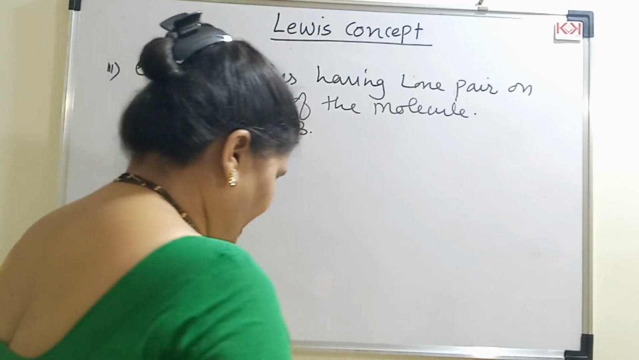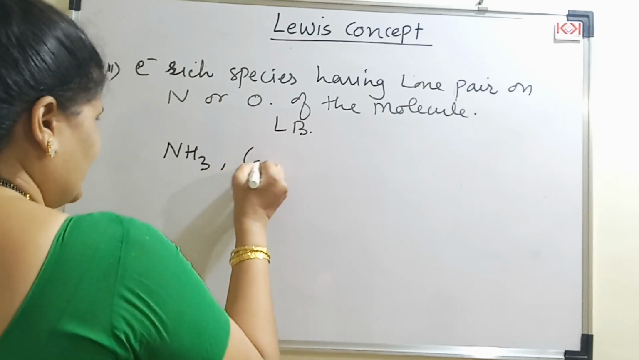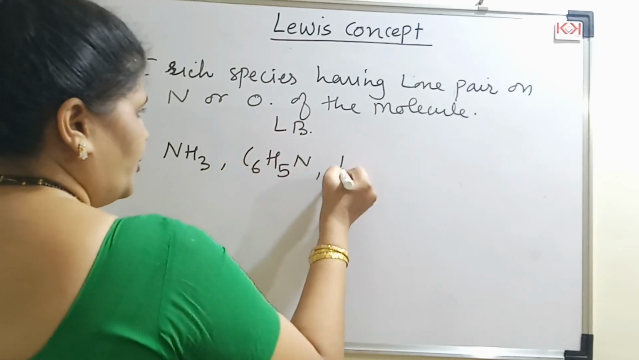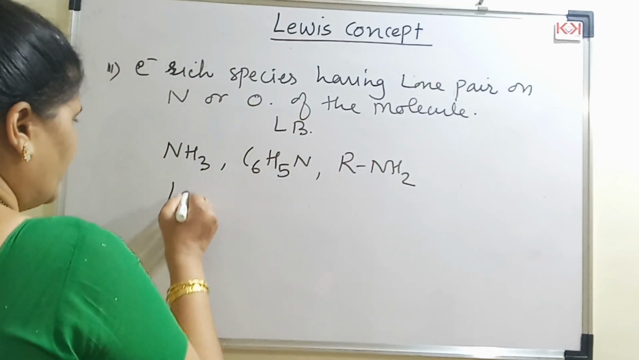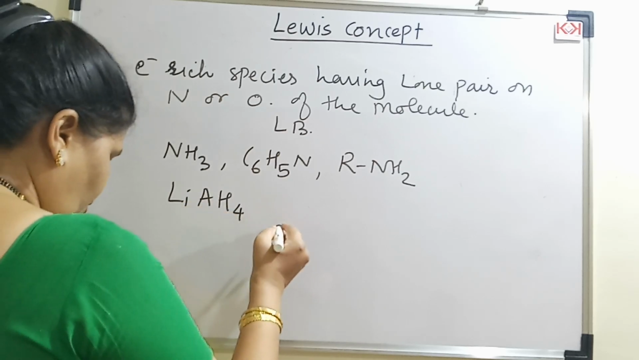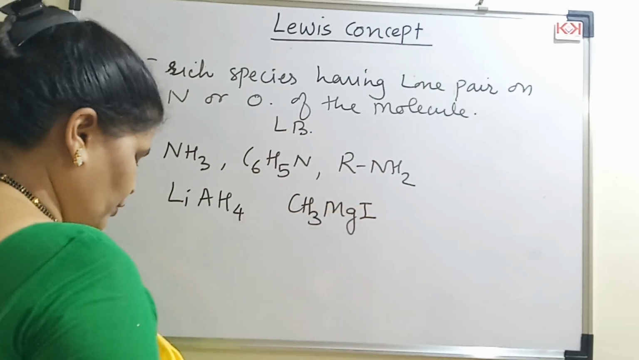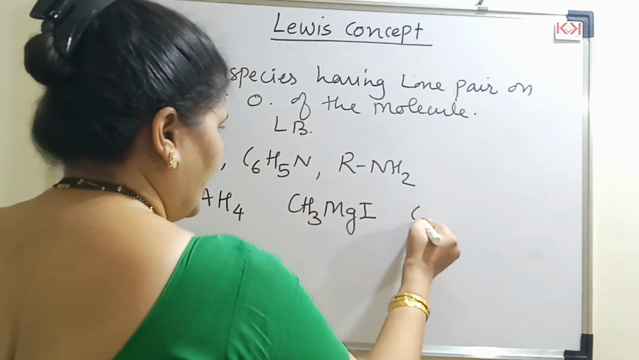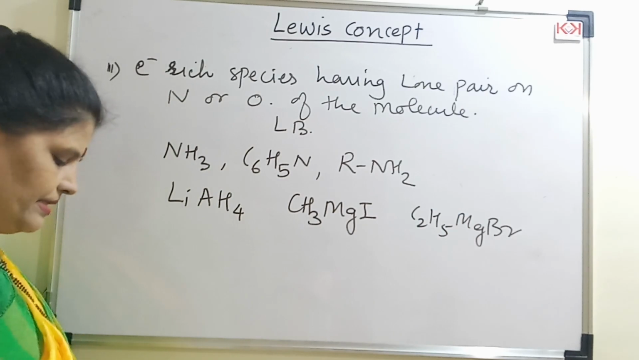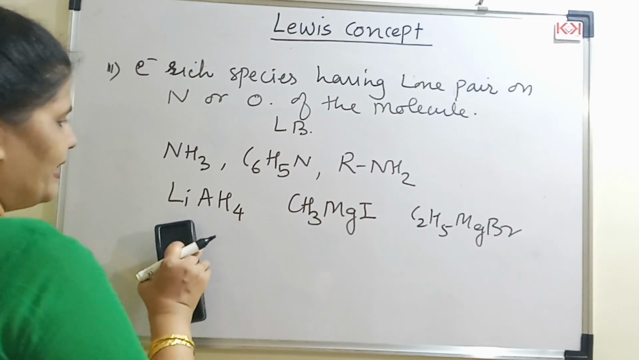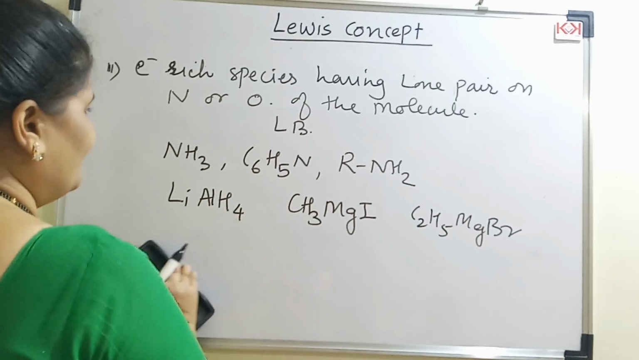Say for example, we have NH3, C6H5NH2, RNH2, then all the reagents you use, that is lithium aluminium hydride, methyl magnesium bromide. This is what you use as the Grignard reagent. You have ethyl, C2H5 magnesium bromide. They all are Lewis bases. So this is what you have to learn. When there is nitrogen, lithium aluminium hydride, they all are the examples for Lewis bases.